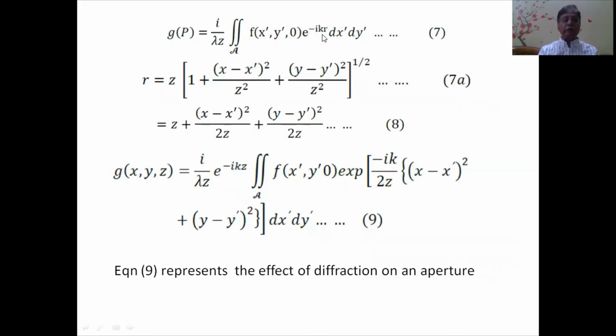if in the r we take this particular z, then e to the power of minus i k z will come out of the integration as a constant, and inside we have f x dash y dash comma 0 exponential minus i k by twice z x minus x dash whole square plus y minus y dash whole square and dx dash dy dash. This is how we can write down the field at x, y, z. So this expression 9 represents the effect of diffraction by the aperture on the field.